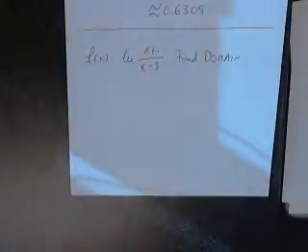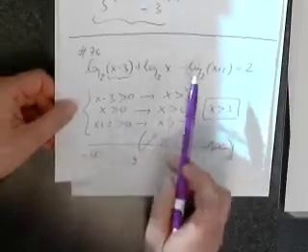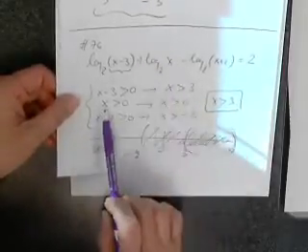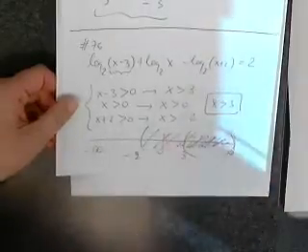What do I have to write? We already found domain on all these. I found the domain for this function by writing x minus 3 positive. I found the domain of this function by writing x positive. I found the domain of this function by writing x plus 2 positive.